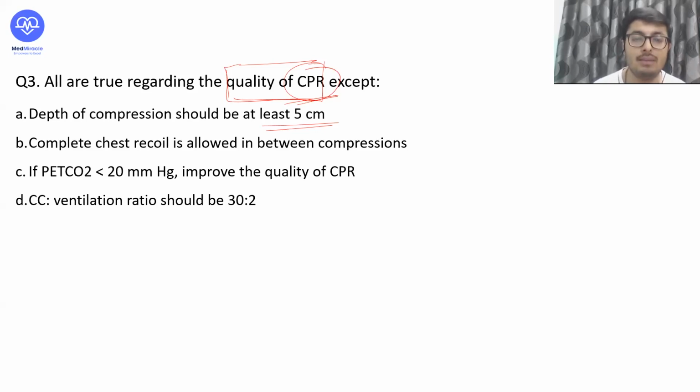So what are the points to be considered for ensuring good quality of CPR? First is the depth of compression. Yes, it should be at least 5 centimeters. So it should be hard and fast compression, right?